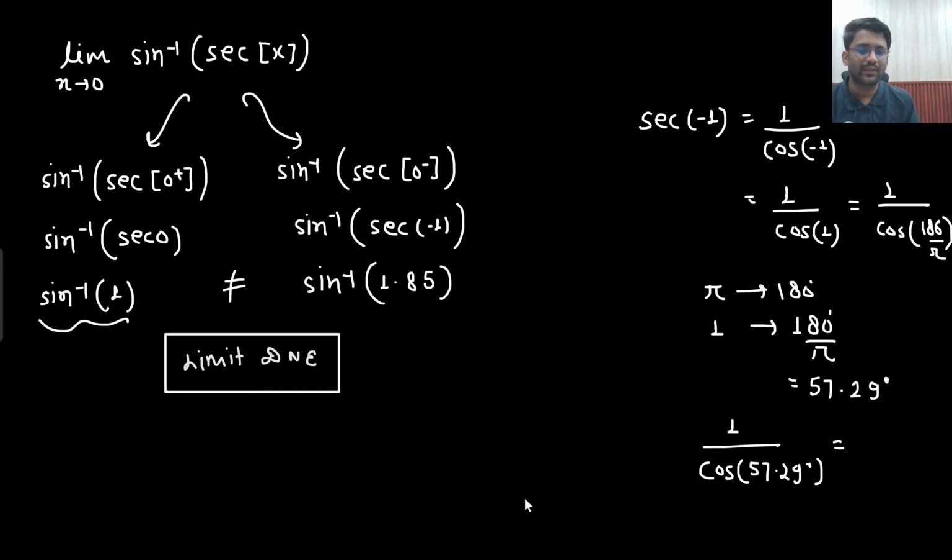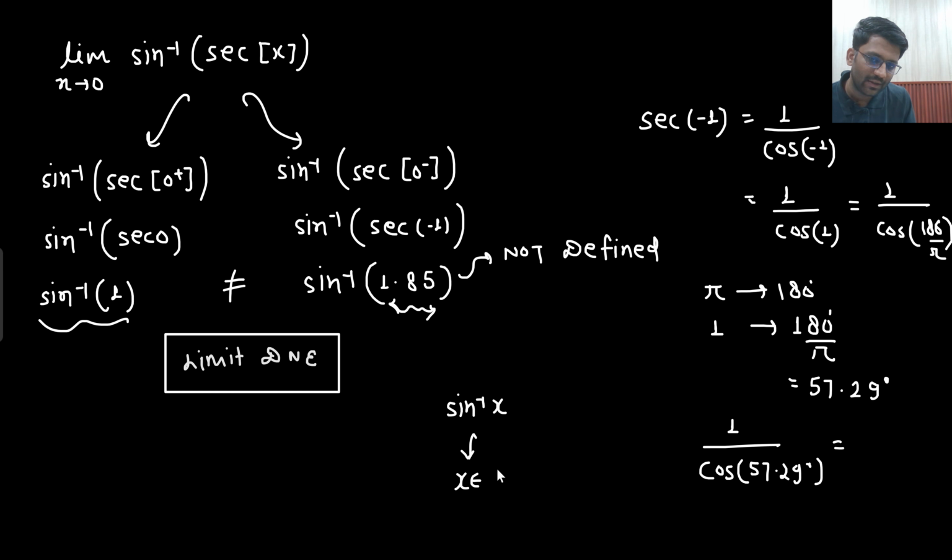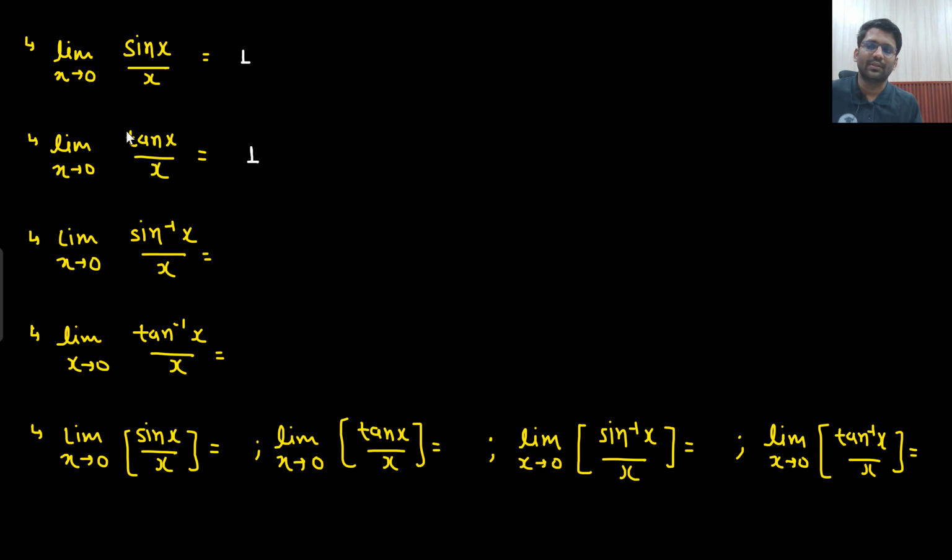In the examination they can ask you this value as well. And again, this does not make any sense. Why? Because in sine inverse x, a value greater than 1 cannot come. x can take values between minus 1 to 1 only, but it is taking the value 1.85, so it is not even defined. So basically the limit is not coming out to be the same, so the limit does not exist. Understandable? Basic things in any way they can ask. Let's go to the next question.